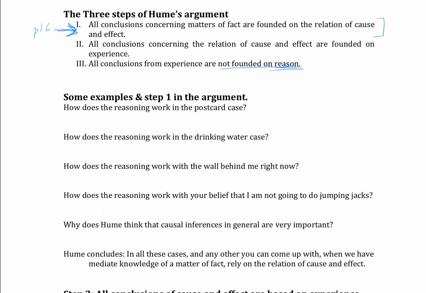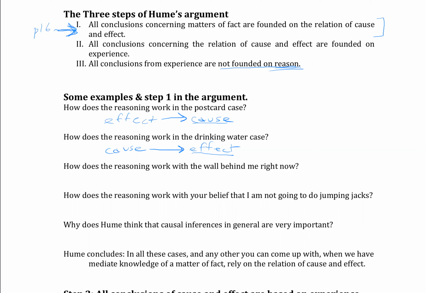Here, you're reasoning from the cause to the effect, right? So in the postcard case, you got the postcard, and that was the effect. And then you reasoned from there to the cause, and the cause was the immediate knowledge of a matter of fact. But when I drink water and I make the inference that soon my thirst will be quenched, I sense the cause, the drinking water, and I draw an inference to the effect that soon my thirst will be quenched. And so there, the immediate knowledge of matters of fact is that my thirst will be quenched, the effect. Okay, so that'll get us warmed up.